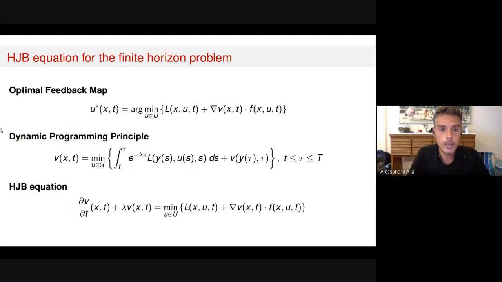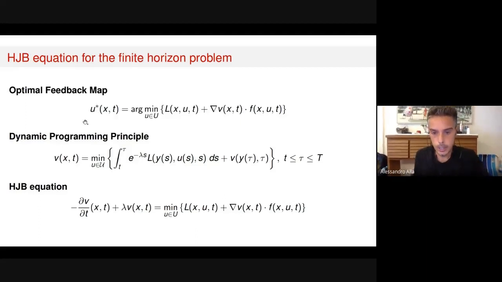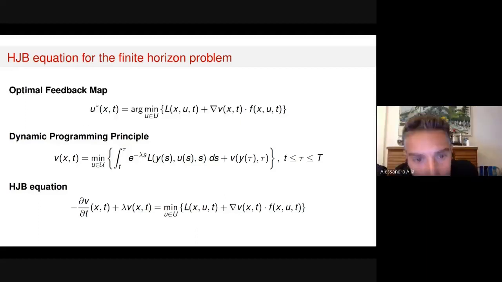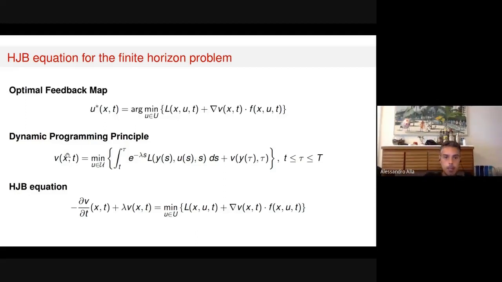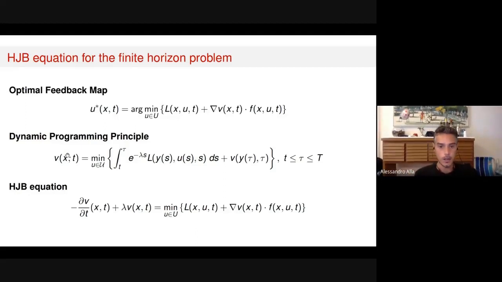One way to characterize, also let me mention that here I'm working on a finite horizon, okay? So that my time horizon is finite. A way to characterize the value function is given by the dynamic programming principle, which is due to Bellman in the 60s. And this is an implicit way to characterize the value function, which is given here.